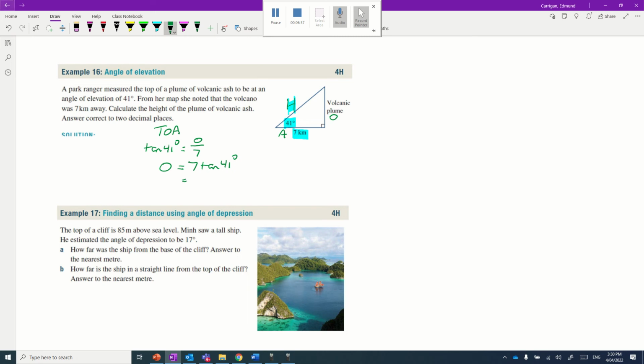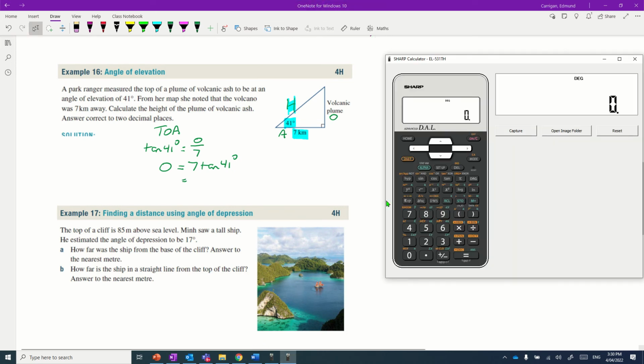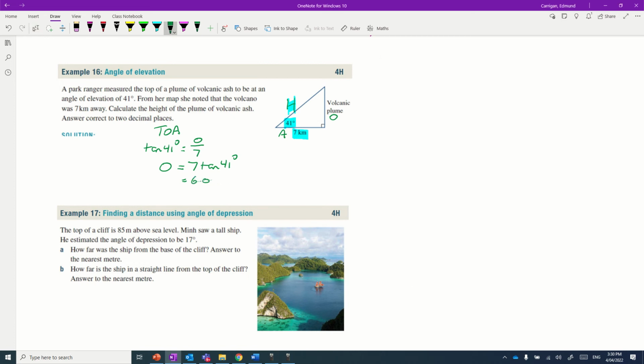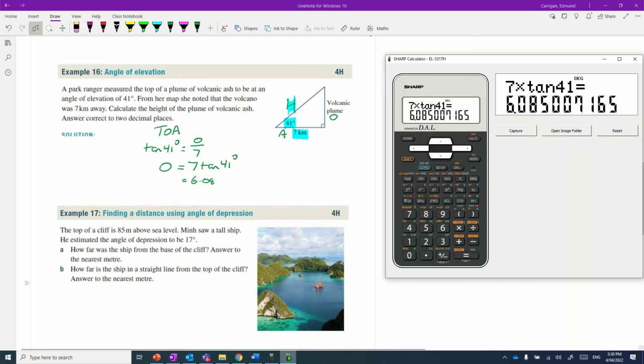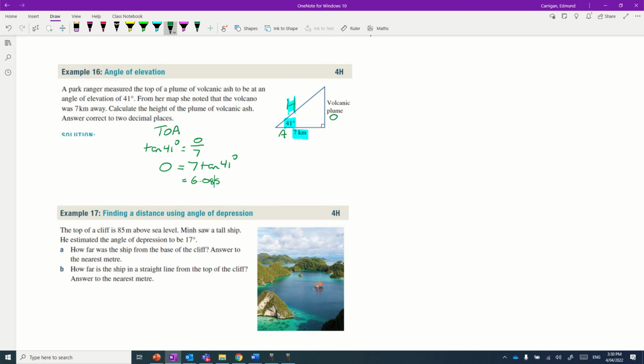If I put that into my calculator over here, I have 7 times tan 41 equals 6.08. I'm pretty sure that was a 5. I need to bring the calculator back up. 6.085. So to 2 decimal places, that's going to be 6.09 kilometres. So it is 6.09 kilometres high.